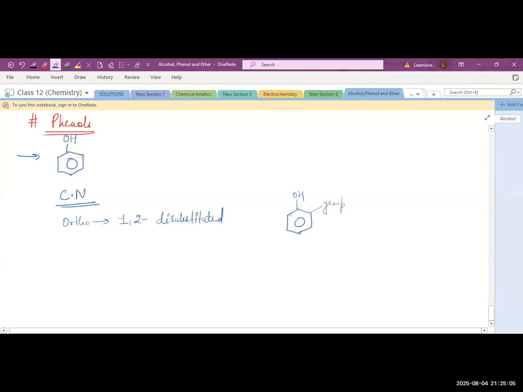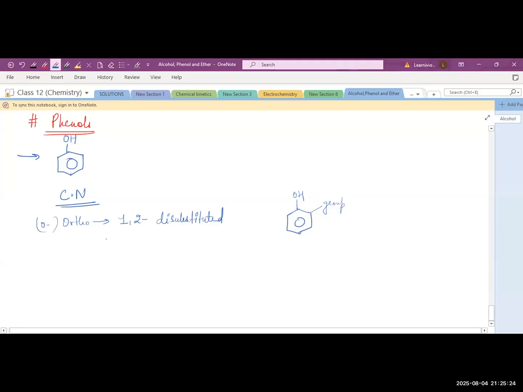We call it ortho. If it is 1,2 disubstituted, one position is always for the hydroxyl group, and on the second position if there is a substitution, we call it ortho. And for ortho we just use only small o.